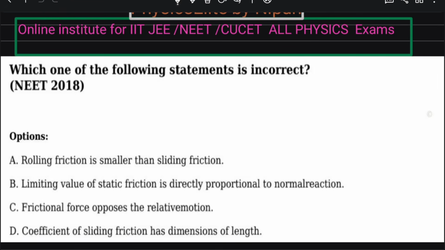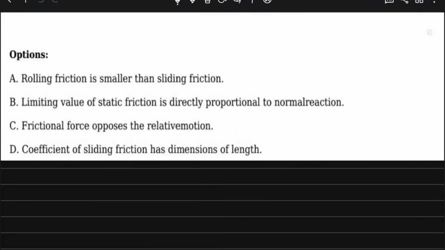Which one of the following statements is incorrect? Rolling friction is smaller than sliding friction.